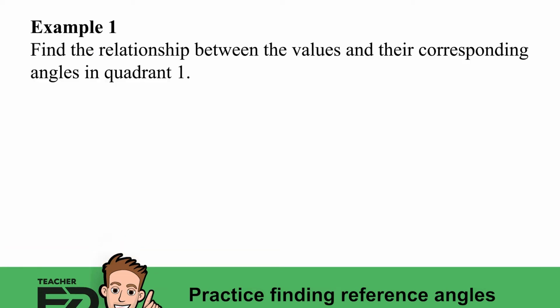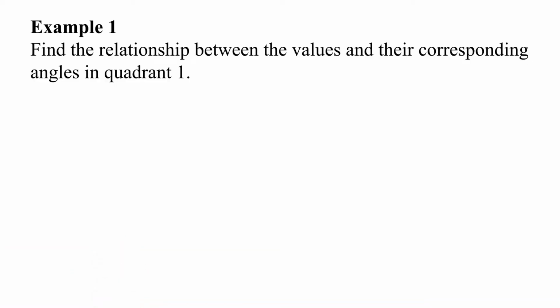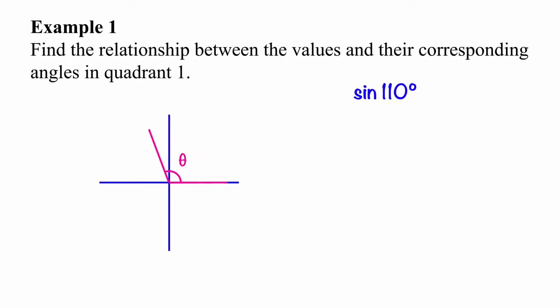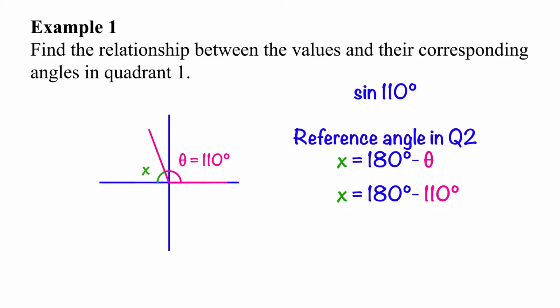In the first example, we want to find the relationship between the values and their corresponding angles in the first quadrant. Basically, we are finding the reference angle. We'll start with sine 110 degrees. First, let's put the angle on the coordinate plane, and we want to find x. Remember, to find the reference angle in quadrant 2, we subtract theta from 180 degrees. Here, we get x is equal to 70.